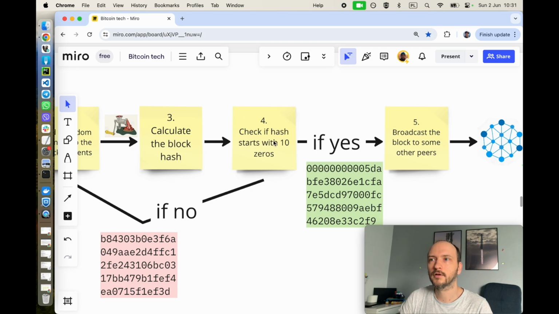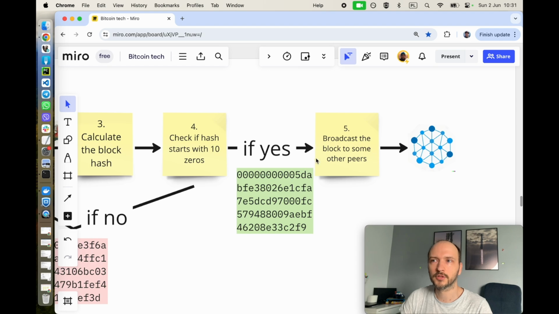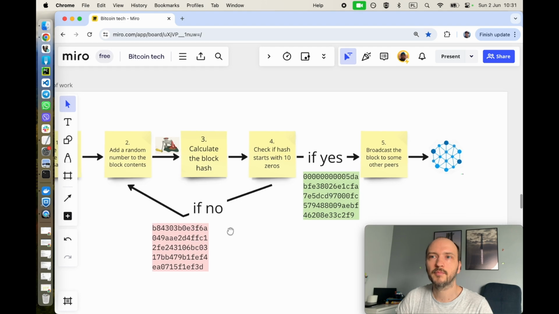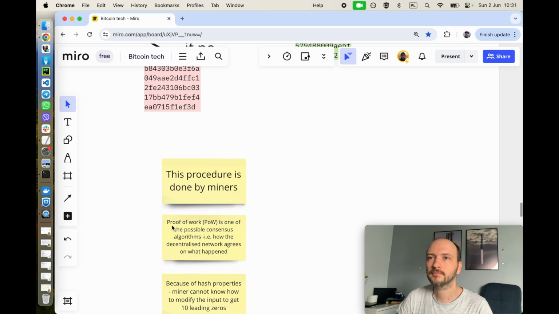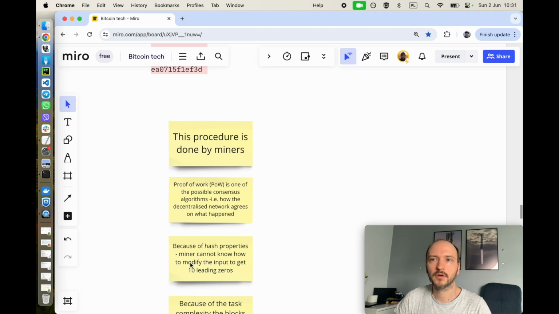And if, luckily, the hash starts with 10 zeros, then the miner just broadcasts this block to other peers using this network or net pattern that we already reviewed. That's it. That's proof of work. So work is in that the miner has done all this job finding the proper random number. And it's one of the possible consensus algorithms, and consensus is basically how a decentralized network agrees on what is true, like what happened.